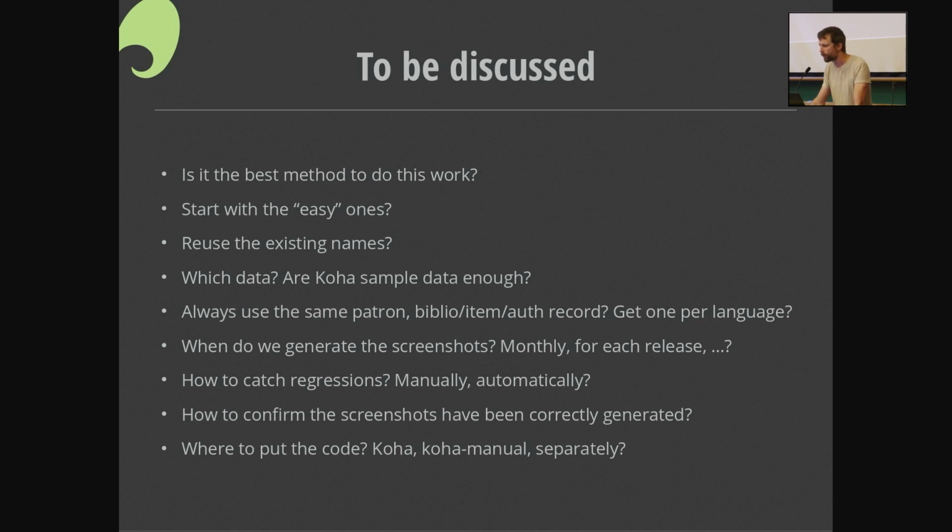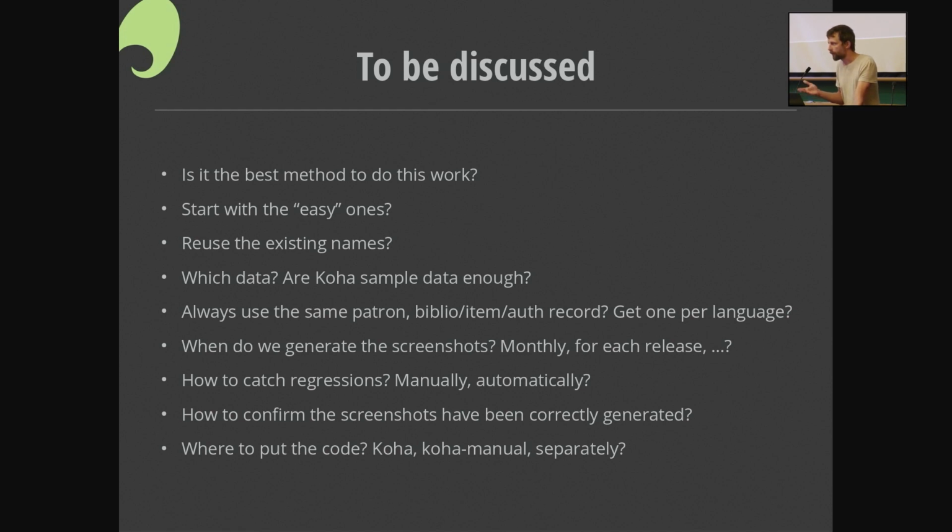We could also use different patron names per language. For instance, Smith for the US, Dupont for French, Perez for Spanish. I don't know in Finnish if you have one. But we need to know when we generate the screenshot, either every month or right before the release, who is going to catch bugs in the screenshot. Maybe we can have a test that compares the screenshot before and after and raises an alert if there are too many differences with the previous one. I have no idea how to do that.